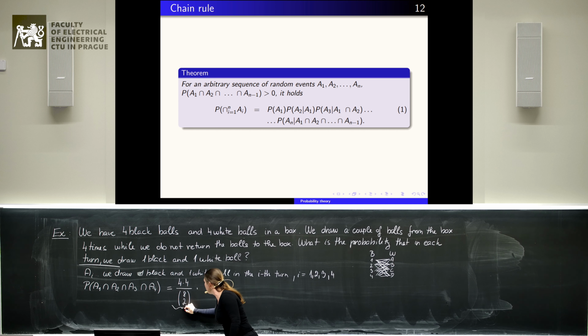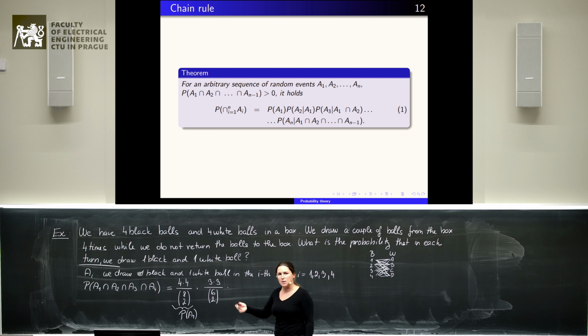This is the probability that in the first turn we draw one black and one white ball. Then we have only 3 black and 3 white balls in the box. So it means that the probability that we again draw one black and one white ball is 3 black balls combined with 3 white balls over the number of couples made from 6 elements. And we will continue in the same way till the end.